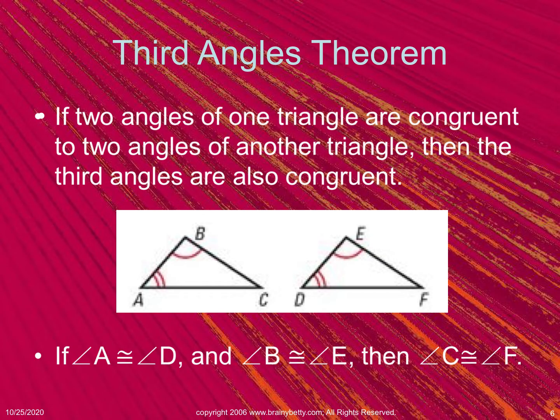Third Angles Theorem. If two angles of one triangle are congruent to two angles of another triangle, then the third angles are also congruent. We basically learned this yesterday. And the reason that this theorem is true is because all of the angles inside of a triangle add up to what? 180. So if you have the same two angles between two triangles, wouldn't that third angle naturally have to be the same thing? Right? Makes sense, John, right?